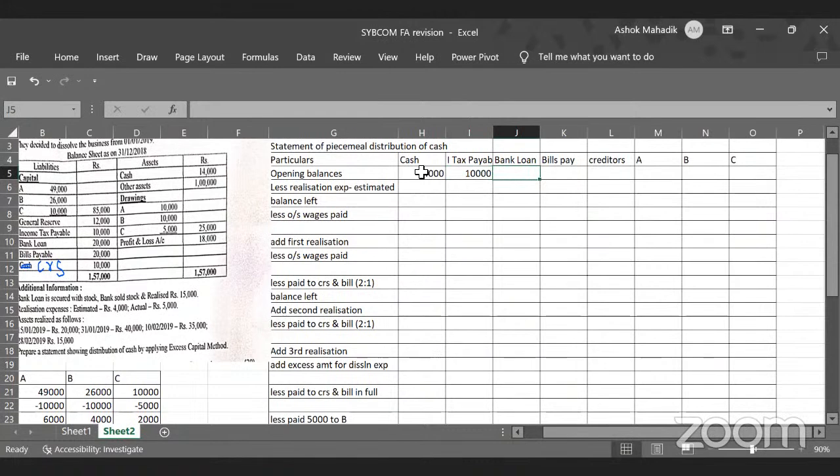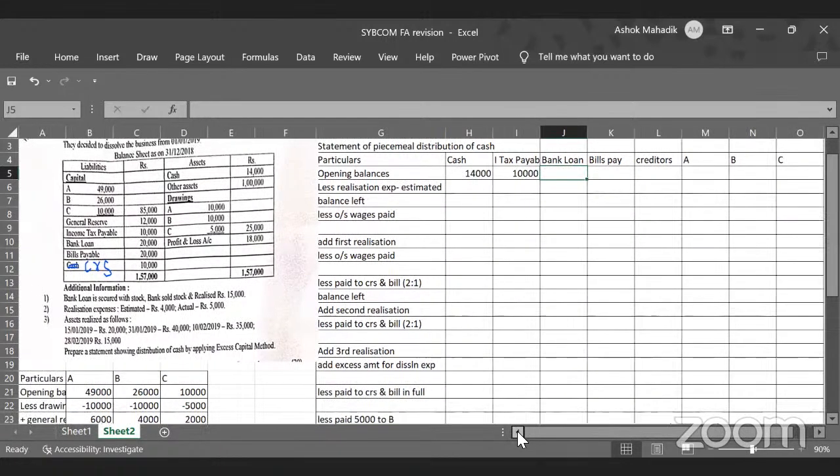Then bank loan. Look at the question. What is the bank loan amount? 20,000, isn't it? And look at the first adjustment. What does it say? First adjustment. It says bank loan is secured with stock. Bank sold stock and realized 15,000.